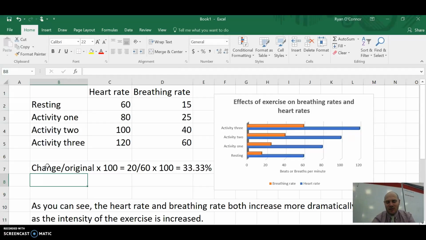I would then go on to say how there is a 33.33% increase in heart rate for activity 1, what the increase is for activity 2, and what the increase is for activity 3, and analyse that a bit, talk about that a little bit.